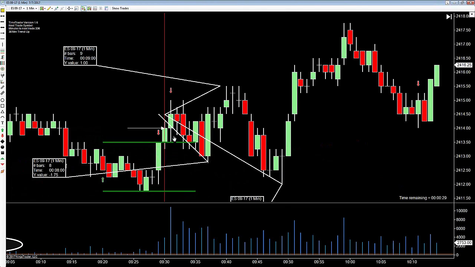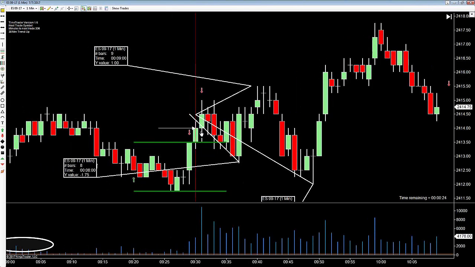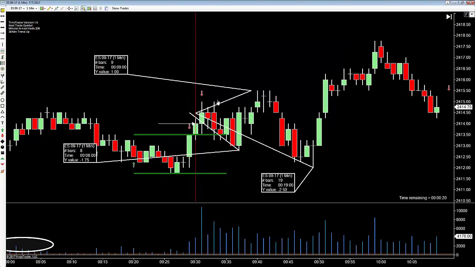We have a volume spike here. It is slightly bigger. At the close of the candle, it comes down. Close of the candle. A point and a quarter, comes back a point.